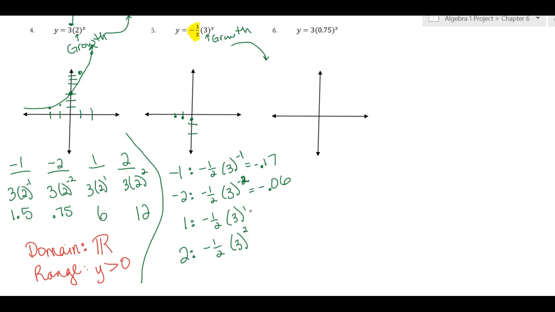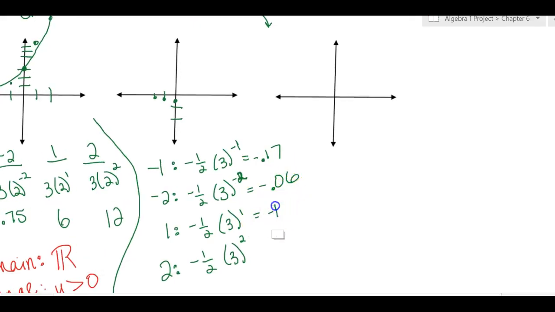-1/2 times 3 to the power 1 is just -1.5. I zoomed in by mistake. So 1, -1.5, and then let's try 2, -4.5. So 2, right about here. So it goes down pretty steep. Okay? All right, let me fix the window.